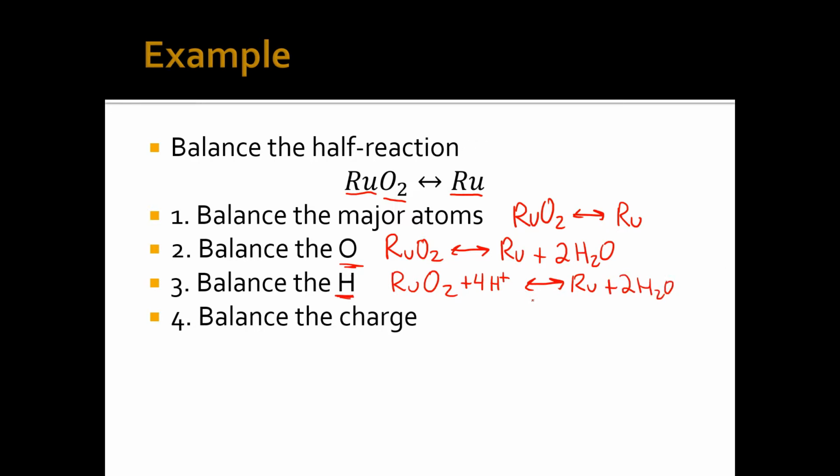And finally, we're going to balance the charge. Notice I have a 4 positive charge on the reactant side and I have a 0 charge on the product side. So I need to balance out the charges. I need to basically get rid of these 4 positive charges, so I'll add 4 electrons here. Here we go. Now everything should be balanced. We have rubidium oxide, so one rubidium there, 2 oxygens, 4 hydrogens, 4 hydrogens, overall charge of 0 on the reactant side, overall charge of 0 on the product side. There you go. So there is how we balance this half reaction.